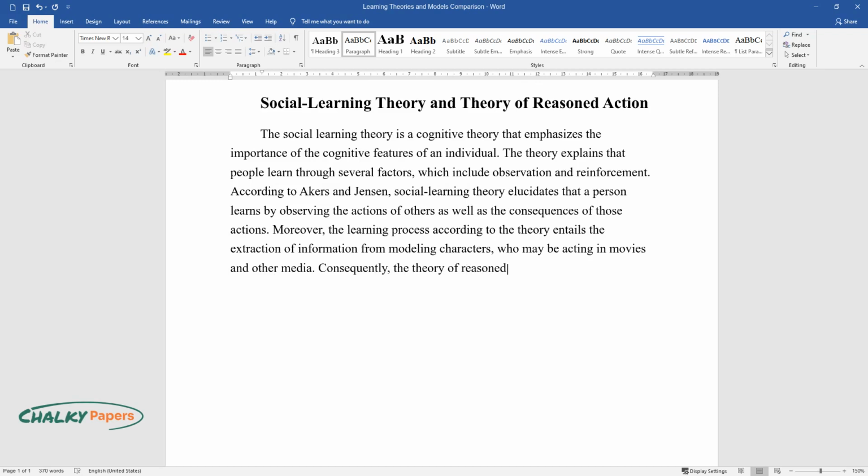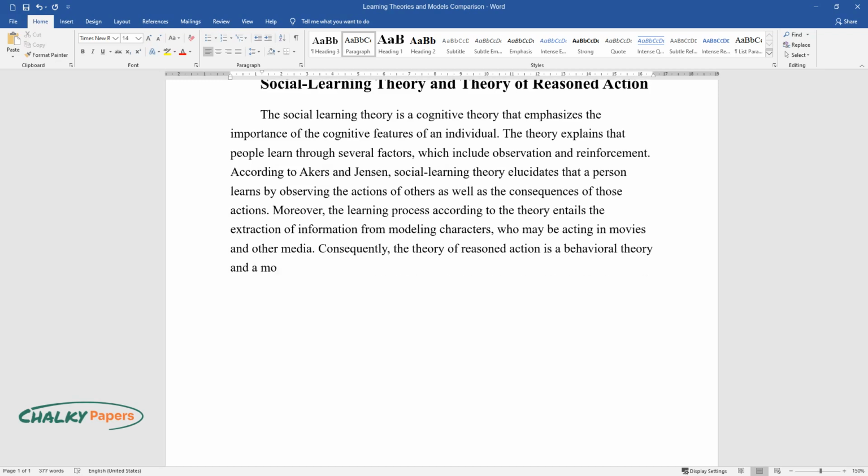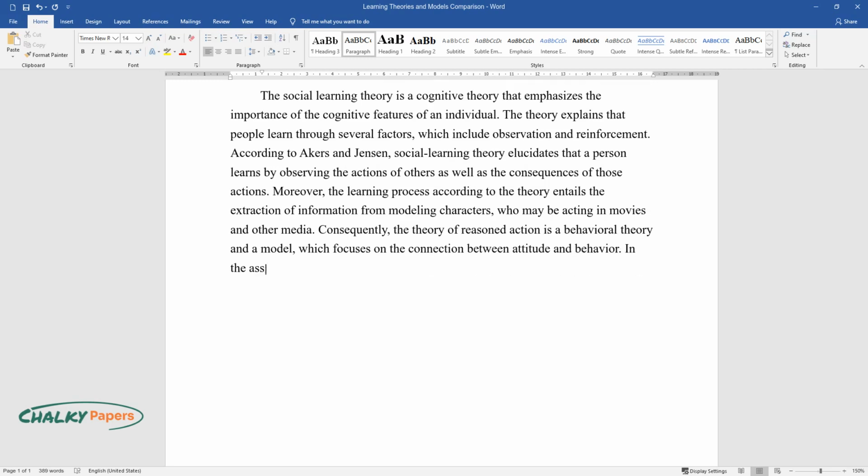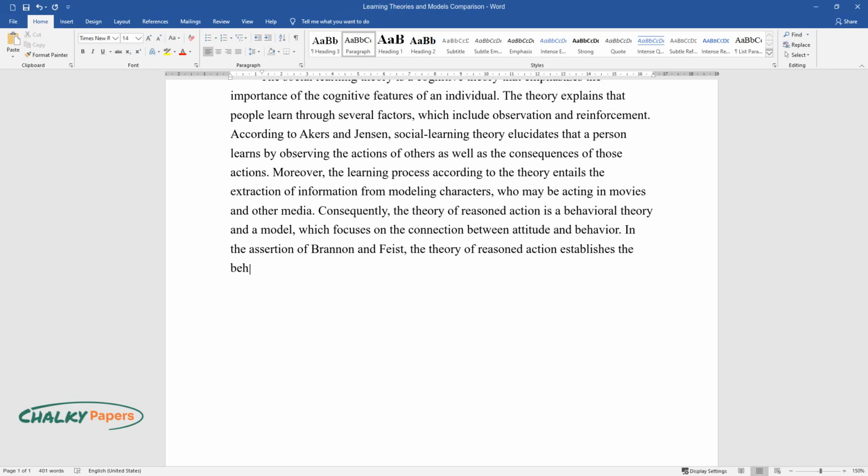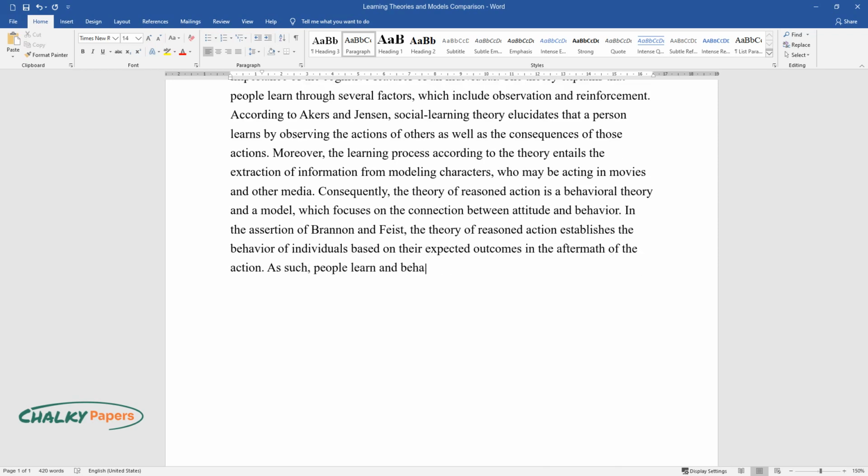Consequently, the theory of reason action is a behavioral theory and a model, which focuses on the connection between attitude and behavior. In the assertion of Brannon and Feist, the theory of reason action establishes the behavior of individuals based on their expected outcomes in the aftermath of the action. As such, people learn and behave in ways that align them with expected outcomes.